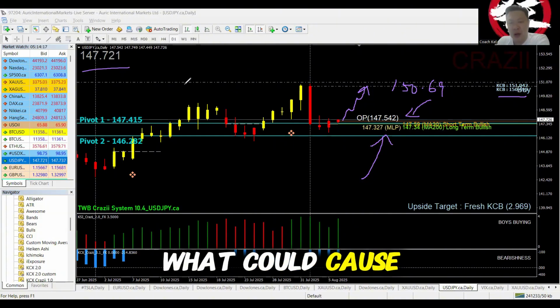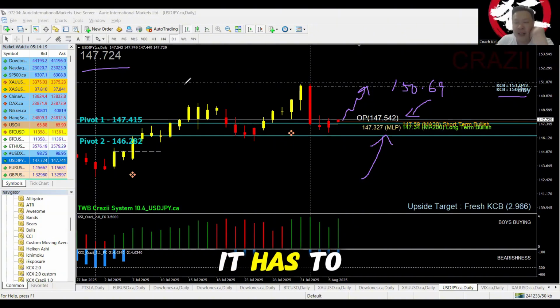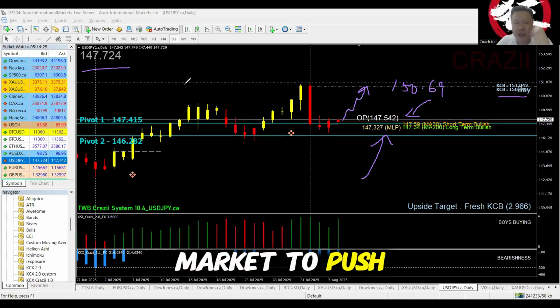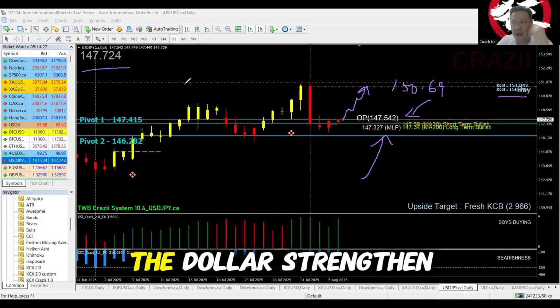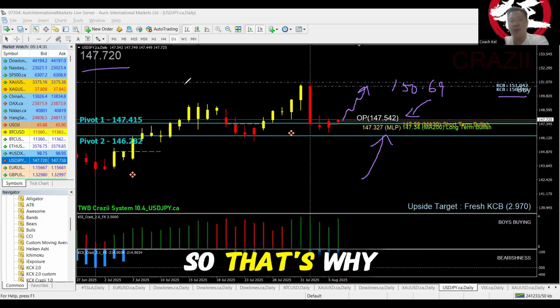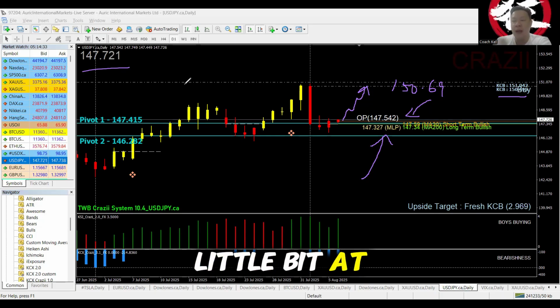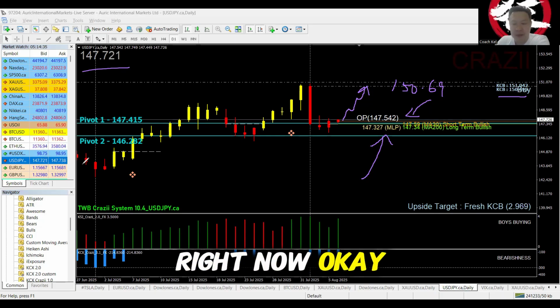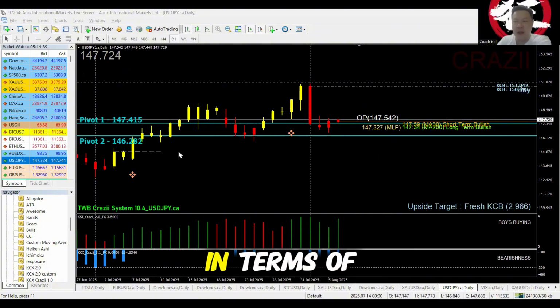So of course, what could cause the dollar yen to go higher? It has to be dollar strength, right? For dollar yen to go higher, the dollar strength must be there. So let's see whether or not that is the reason for the market to push up. So if the dollar yen goes up, it's the dollar strengthening, and the gold will go lower. Yes, that's right. That should happen. So that's why now you can see gold pulling back a little bit at this moment. Okay. All right, so that will be the sharing for today in terms of the markets that I'll cover here.